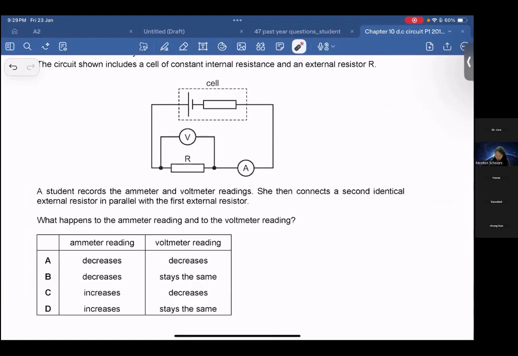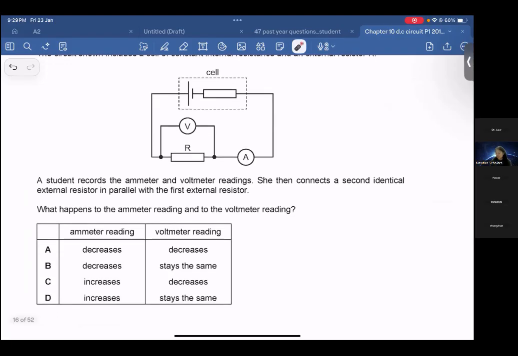A student records the ammeter and voltmeter readings. She then connects a second identical external resistor in parallel with the first one. What happens to your ammeter reading and what happens to your voltmeter reading? This question is to test your understanding. I think Chonghan can answer this because just now in the structure question, Chonghan's concept was very good. So this question should be fine for you. Try.